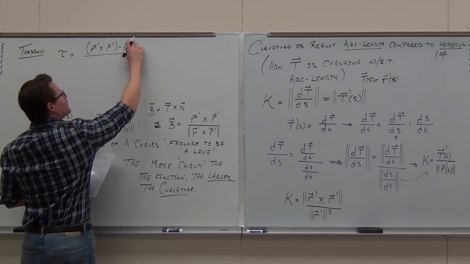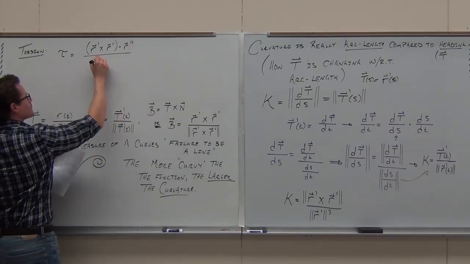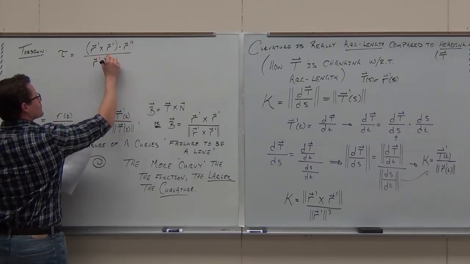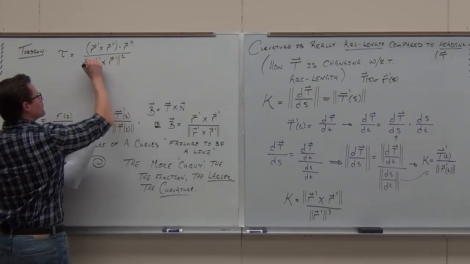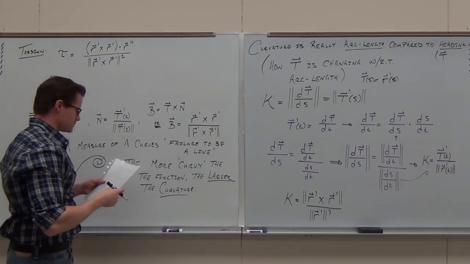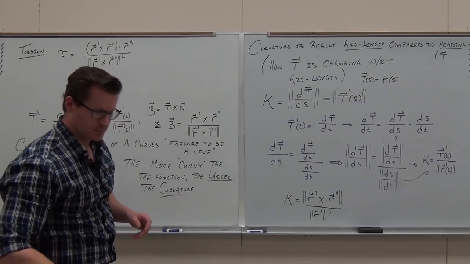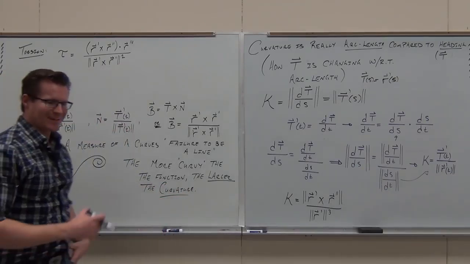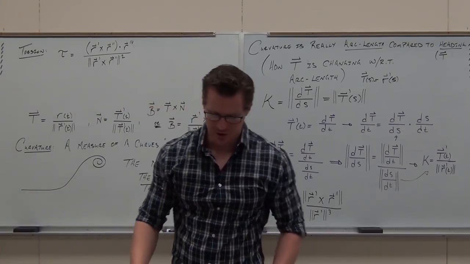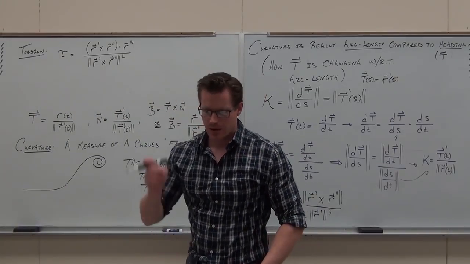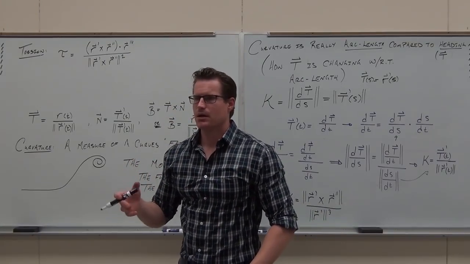That's the formula for torsion if you've got polynomials. I'm going to give you another formula in just a second, but it's not any better. This is what torsion means, though. I'd like you just to have an understanding of what it means.